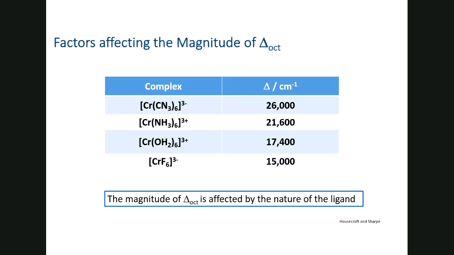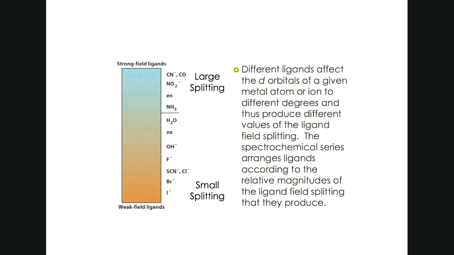And one of the cool things now, what also affects the magnitude of delta is the nature of the ligand itself. So I'm showing you here all chromium 3 species, so chromium with cyano, NH3, water, and fluoride. And what we can see is that delta octahedral varies for each one of these different ligands. And what this is telling us is that the magnitude of delta octahedral is affected by the nature of the ligands. So in other words, different ligands are going to cause that splitting energy to be bigger or smaller, right? Depending on the nature of the ligand.